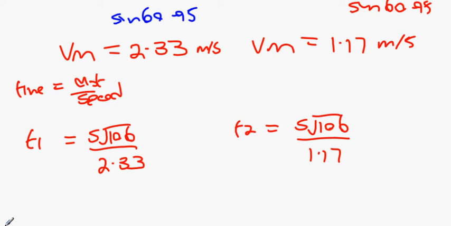and what we get is 22.09. And the second one, which is 5 root 106 divided by 1.17, and we get 44. Okay, so that's our two answers for this question.